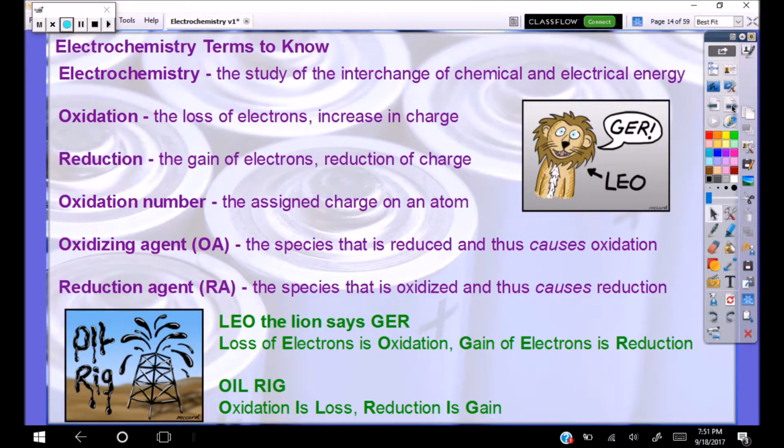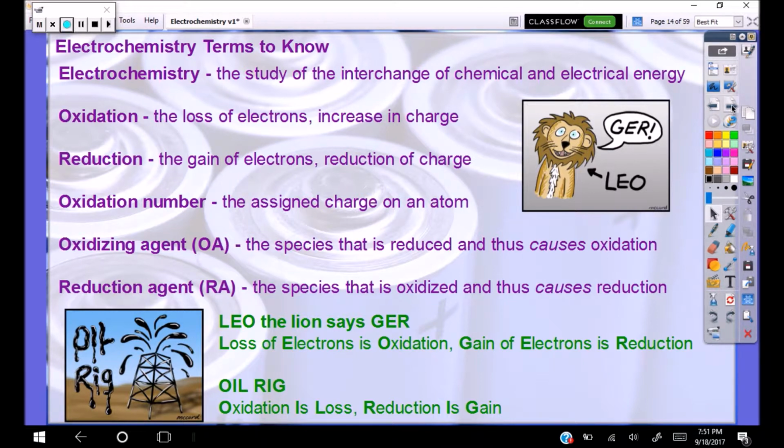We have oxidation and reduction. Oxidation is the loss of electrons, which results in an increase in charge. With reduction, we have the gain of electrons, which is a reduction of charge. There are two ways that we can memorize these things, two little sayings. We have Leo the lion says grr, which stands for loss of electrons is oxidation, gain of electrons is reduction. Or the one that I always used, OIL RIG. Oxidation is loss, reduction is gain.